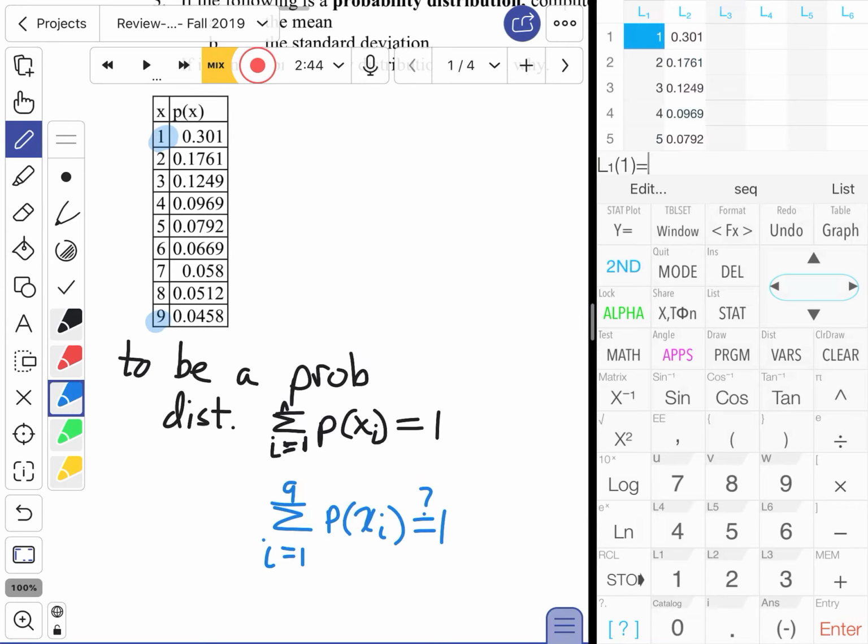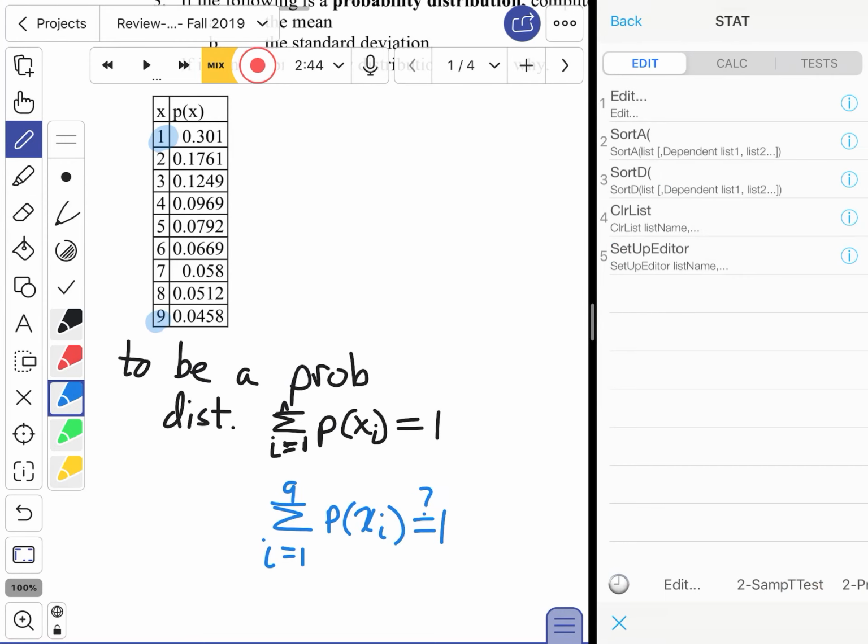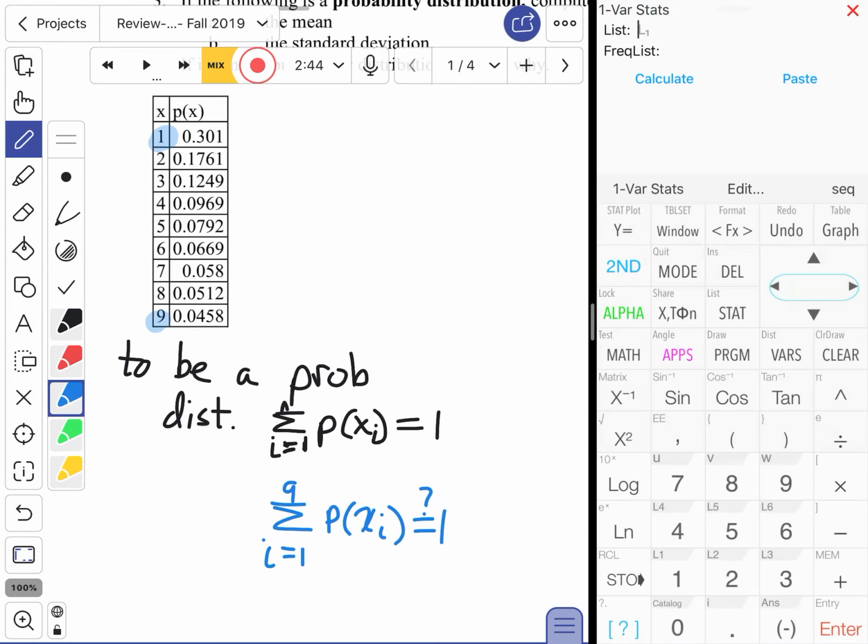All right, so let me just show you that way because I think that's going to be the most user-friendly. Because bottom line is you gotta type these numbers into your calculator one way or the other. Why not do that with a purpose? All right, so I'm going to operate under the assumption that I typed the numbers in correctly. Quit out of here. Stat, calc, 1 var stats.